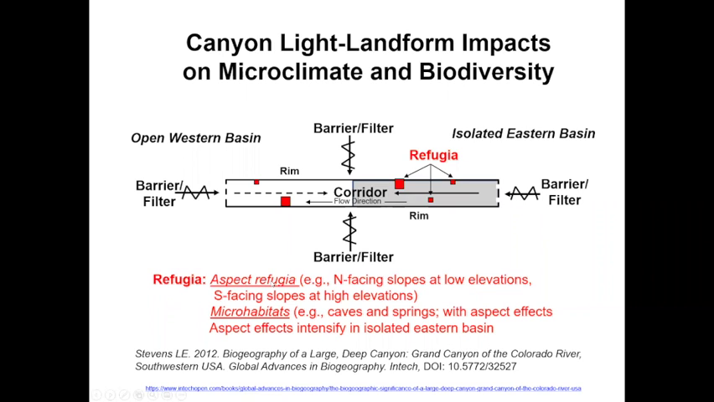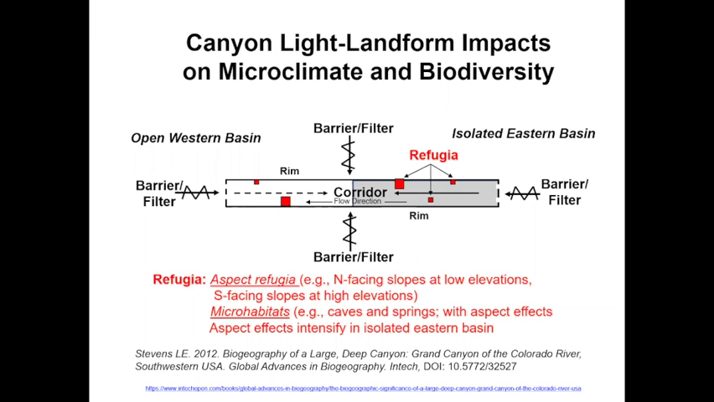Aspect is the angle at which a slope faces, and these aspect refugia are particularly interesting places to look at in Grand Canyon. North-facing slopes at low elevations host Canadian plant species. South-facing slopes even at high elevations, such as the south face of Mount Elden right out of town, support things like century plants and tree species that really reach their northern range limit in these south-facing situations. Also, we have microhabitats, like caves, but particularly springs, that have strong aspect effects and can really shape the persistence of many populations here.